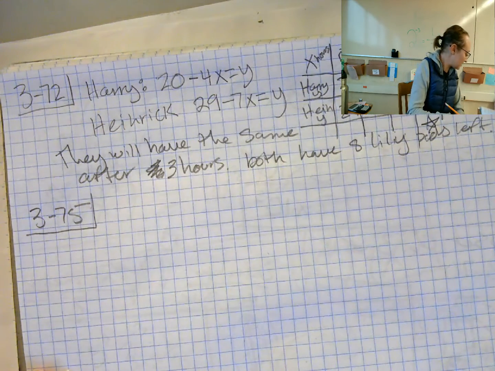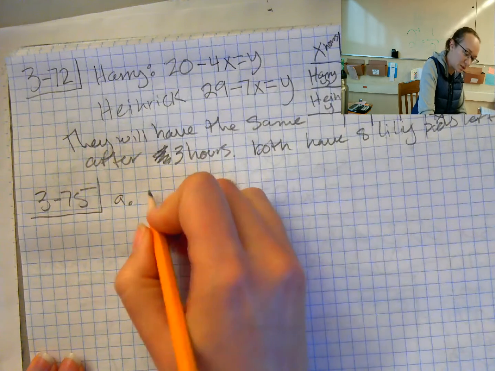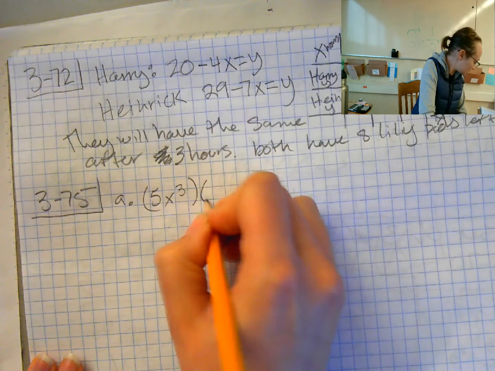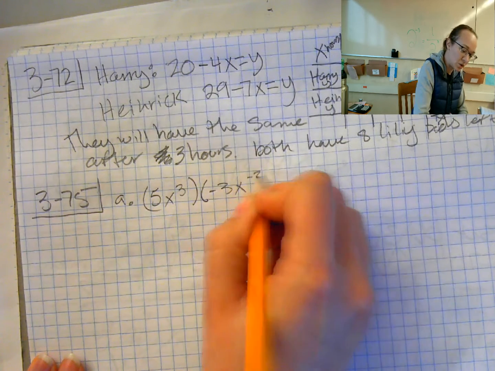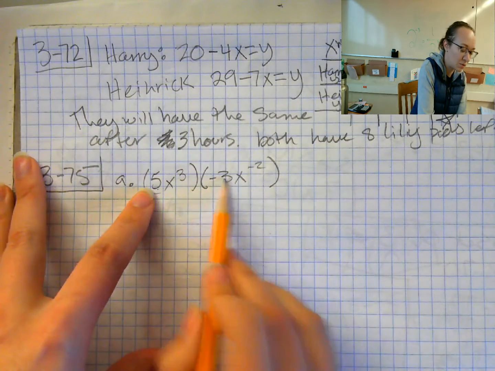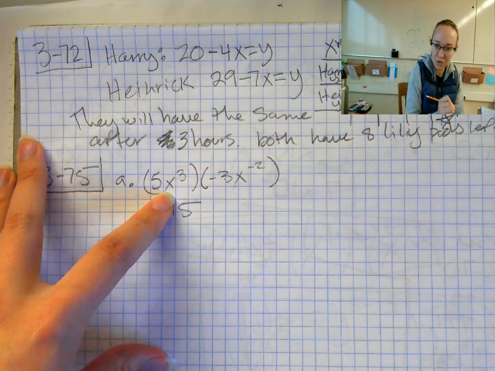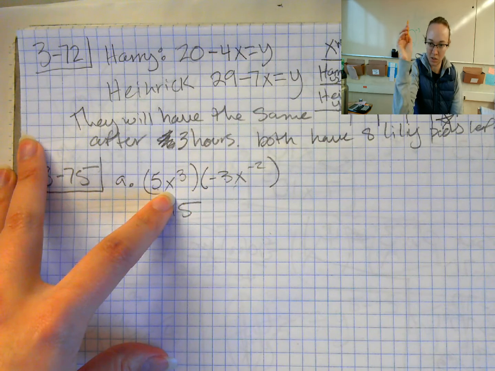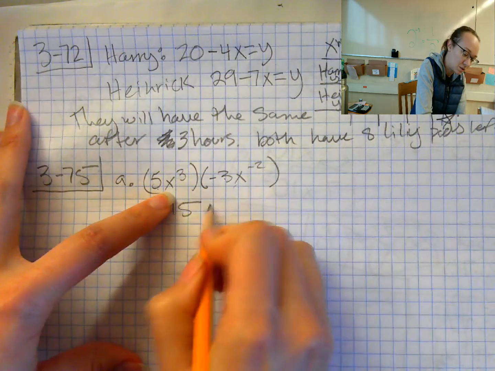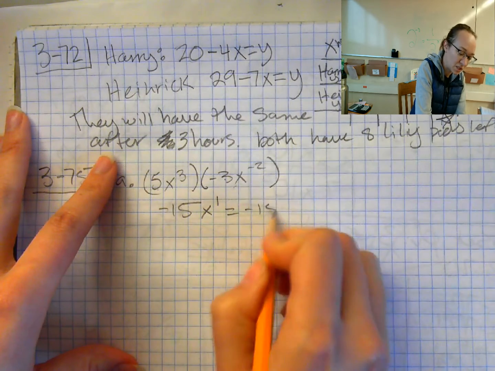All right, on 75, we are simplifying exponential expressions, just like the last couple weeks. So 5x cubed times negative 3x to the negative 2. So we're going to multiply like parts. So 5 times negative 3 is negative 15. X to the third times x to the negative 2. 3 minus 2, or 3 plus negative 2, gives me just a 1. So it should just be negative 15x.